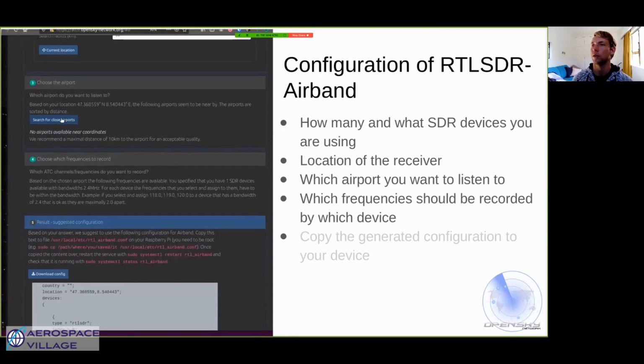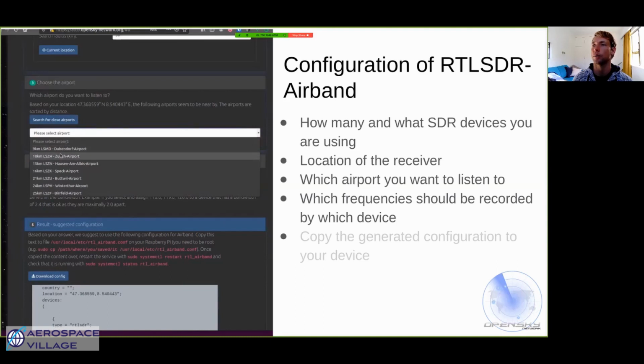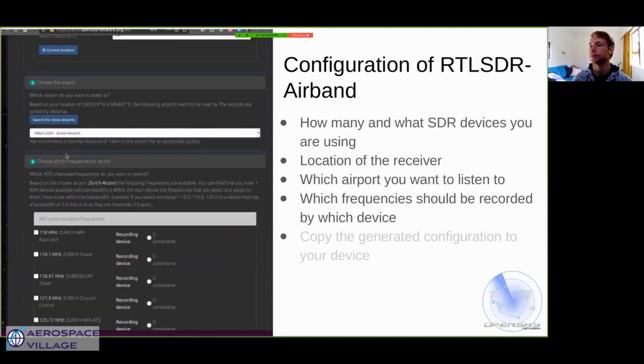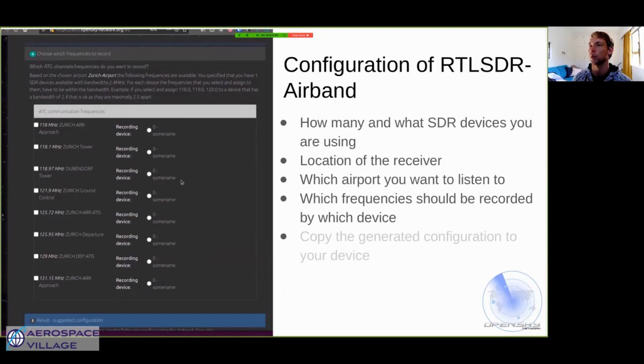Once you have specified your location, you can search airports that are close by. So in our case, we're choosing the Zurich airport. And these will provide you with a set of frequencies which are used in this airport. So you can select the frequencies which you want to record.